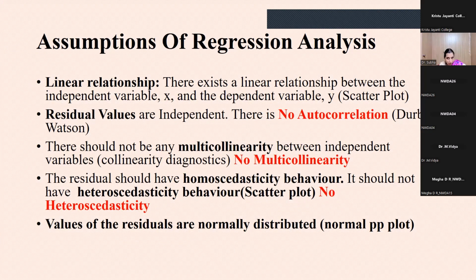So how will you find out this no autocorrelation, whether the residual values are highly correlated or not? By means of Durbin-Watson. And then multicollinearity: there should not be any multicollinearity, and the residual should have a homoscedasticity behavior, and the values of residuals are normally distributed. These are some of the assumptions.